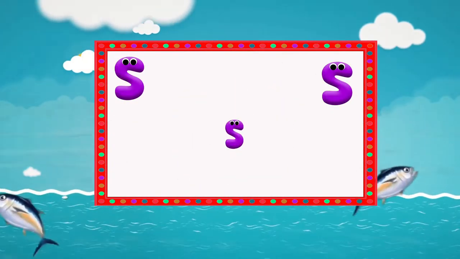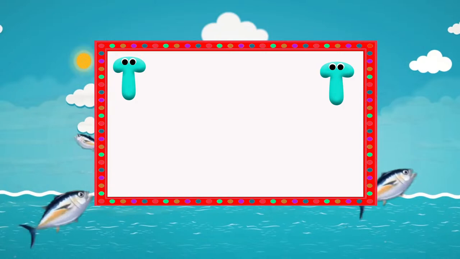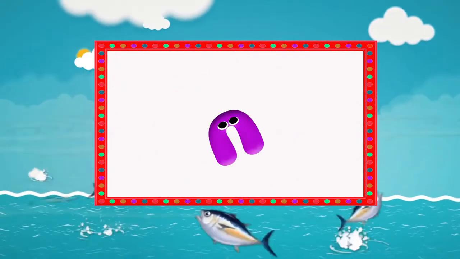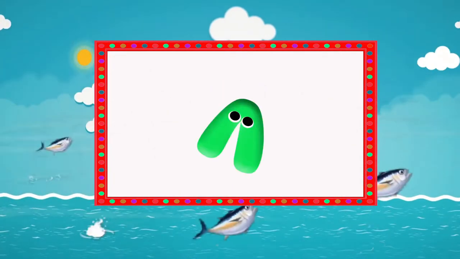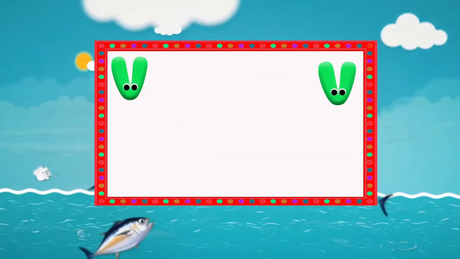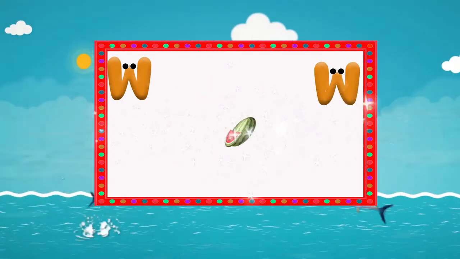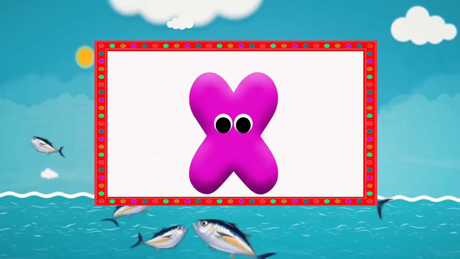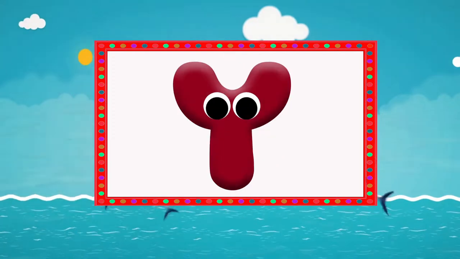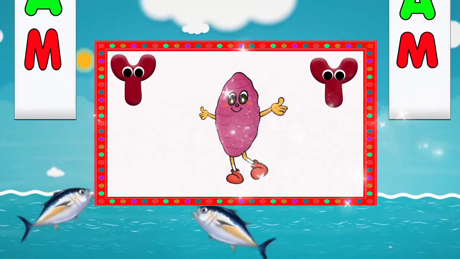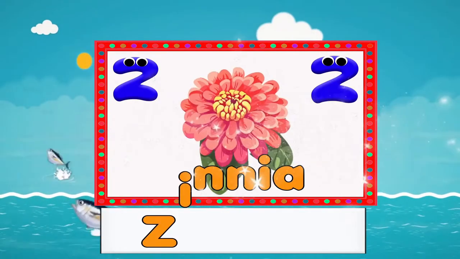S for sheep. T for tiger. U for UFO. V for vase. W for watermelon. X for xenia. Y for jam. Z for zinnia.